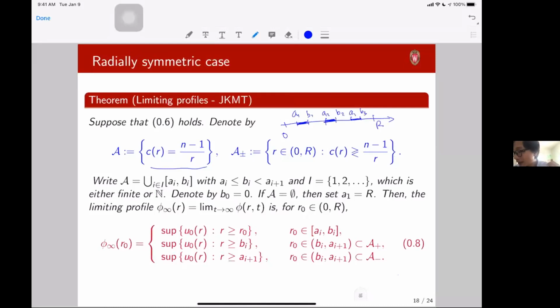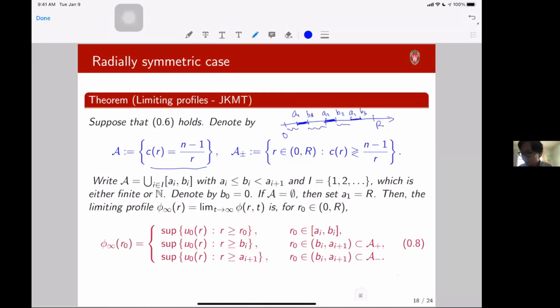And then there are other regions here, from 0 to A1, B1 to A2, B2 to A3, which are the other regions in which I have either A plus or A minus. So c(R) is less than (n minus 1) over R or greater than (n minus 1) over R. Those are the regions in which the mean curvature flow is either stronger or weaker.